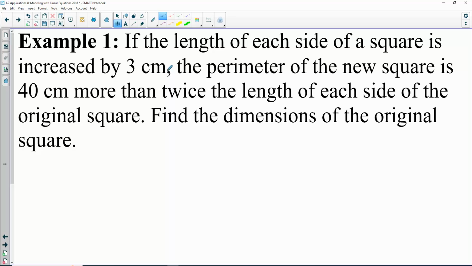If the length of each side of a square, pause. What do I know right now? We have a square. Draw a square. Okay, here's my square. So I come back up here. If the length of each side of the square is increased by 3 centimeters, what's happening to my square? It's getting bigger. Okay, so this is my old square. I had started with a small one and then I made it bigger. So here's my new square.